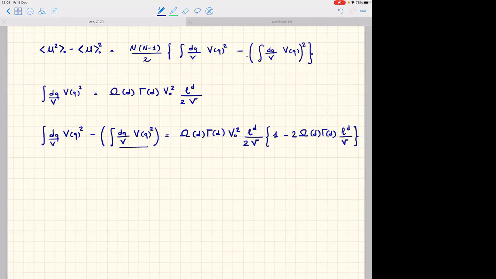Where does the factor 2 come from in the 2V? It comes from the fact that if I have the potential squared, I will have to integrate dq, q to the power d minus 1, e to the minus 2 mu q, because I'm squaring the potential. I see, thank you.